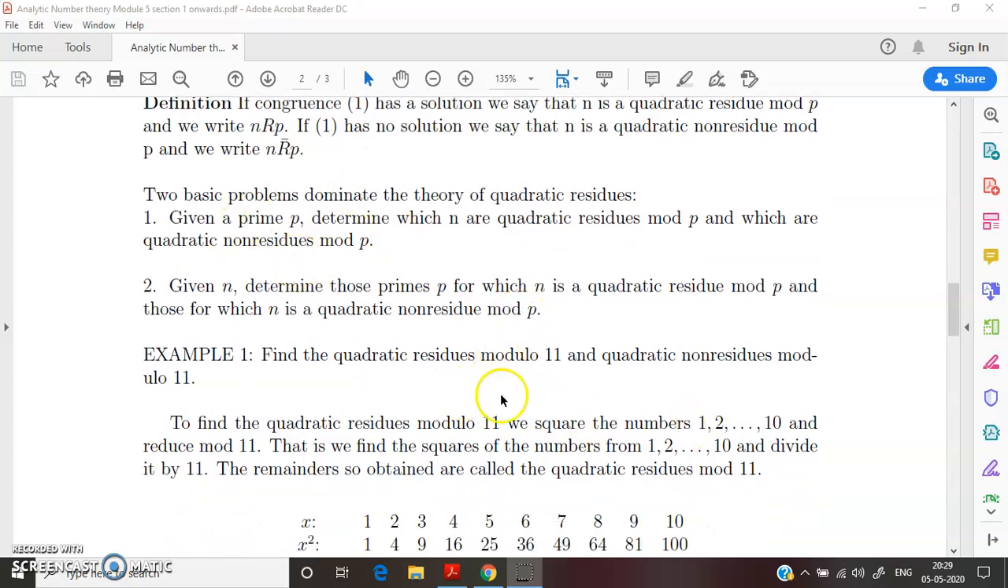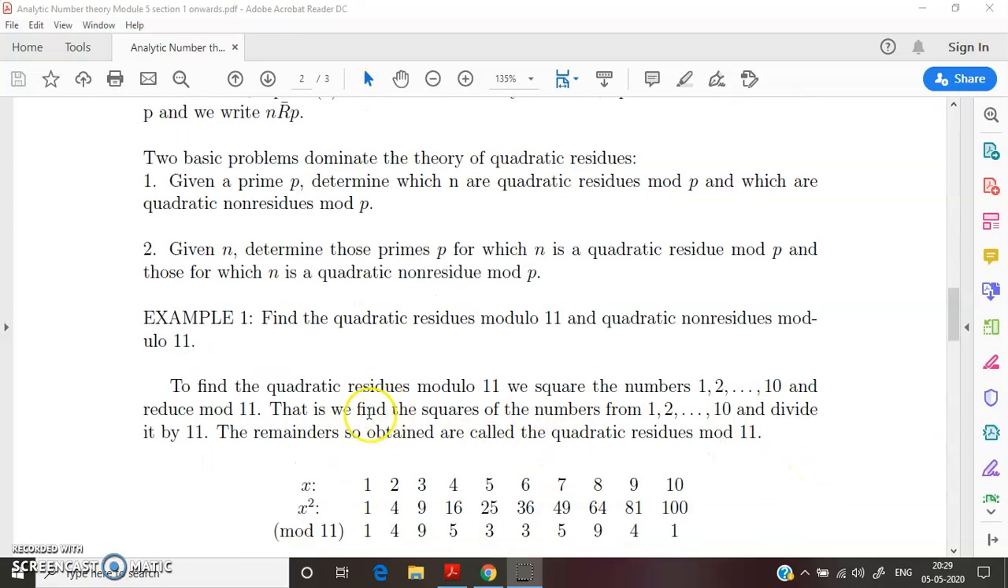To find the quadratic residues, we have to take the square of those numbers, which is congruent to that number, and those n's are what we have to find. So first, to find the quadratic residues modulo 11, we square the numbers from 1 to 10, the numbers just below this number.